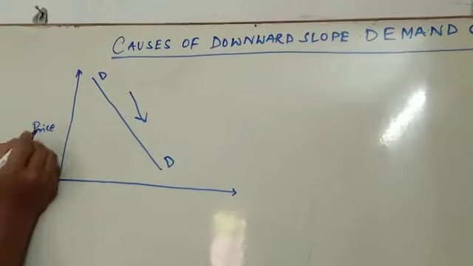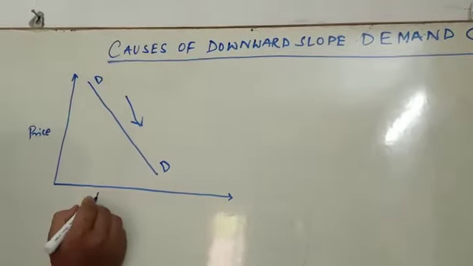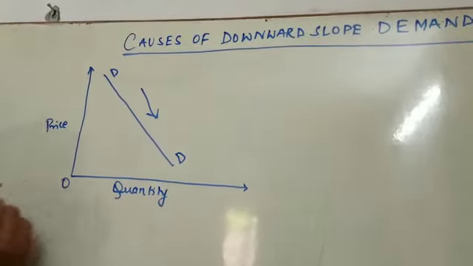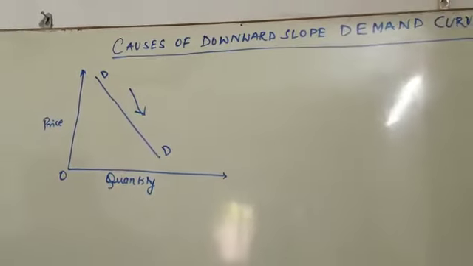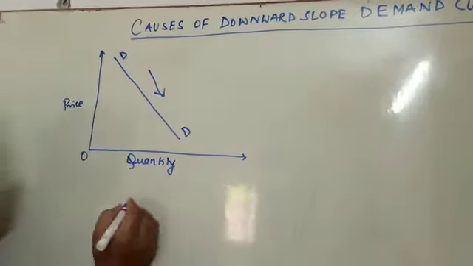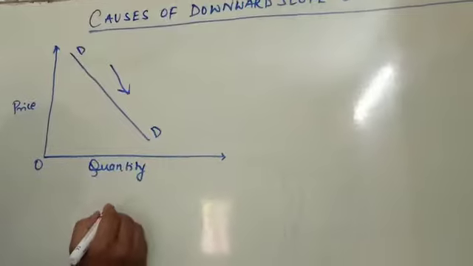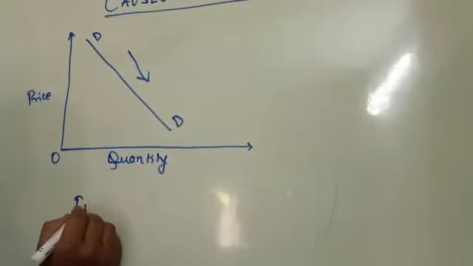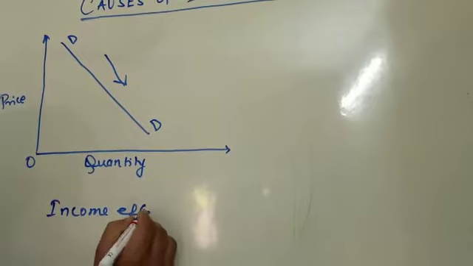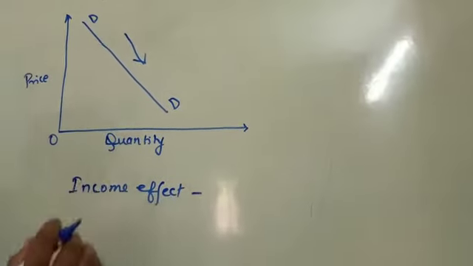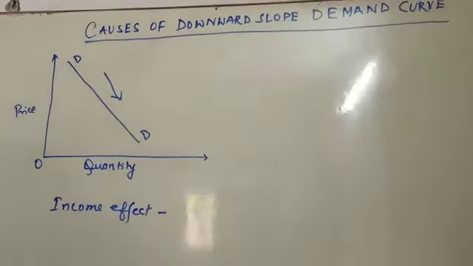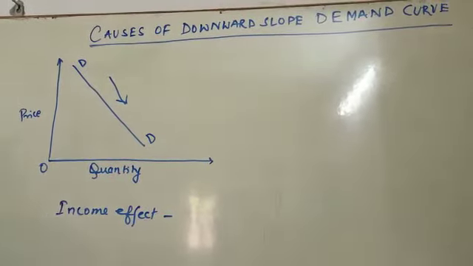So there are some reasons. I am going to explain all three reasons. The first reason is the income effect. Number one, income effect. Income effect means when the income increases, the demand for the commodity also increases.